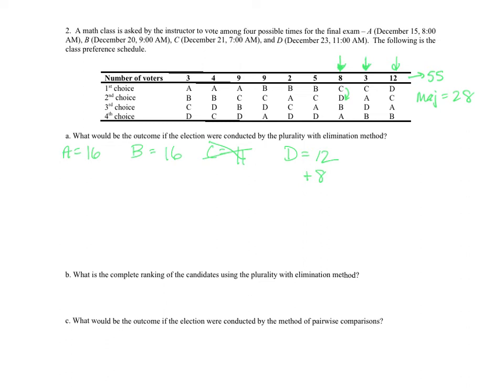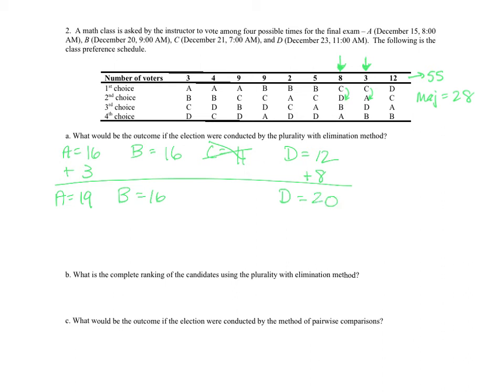Now these 3 voters, they have C in first place, but C is gone. So we figure they would choose A as their next choice because they have A ranked next in their preference. So we're going to give those 3 votes to A. And then these last 12 votes, those aren't votes for C, so we don't have to do that. Okay, so now we change the vote totals. A now has 19, B has 16, and D has 12 plus 8 is 20.